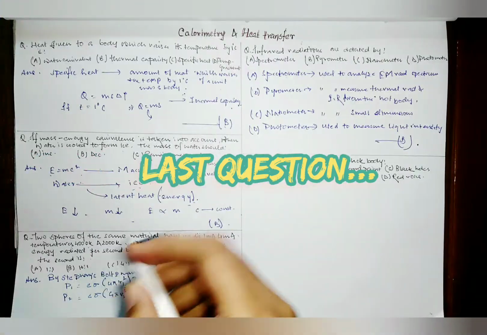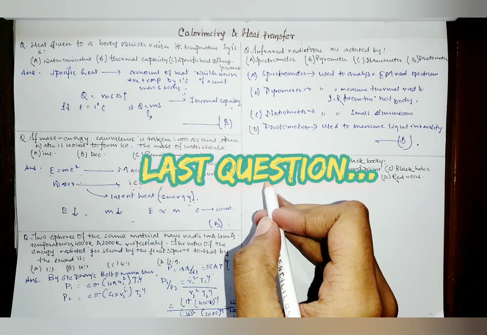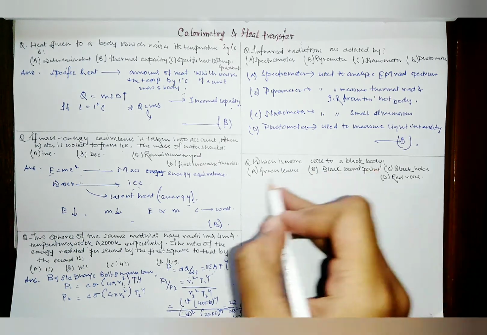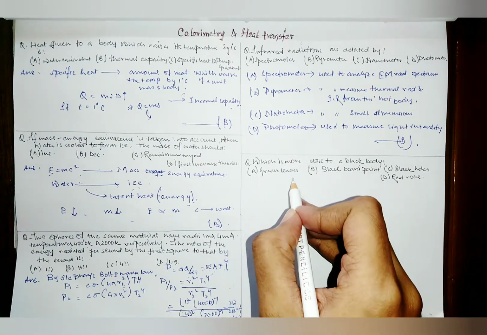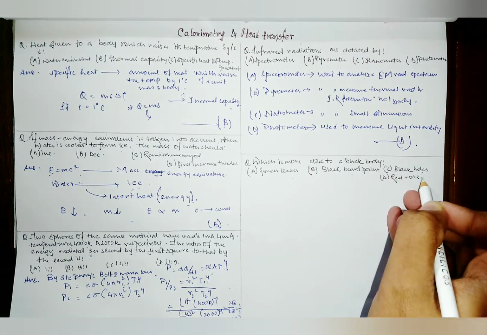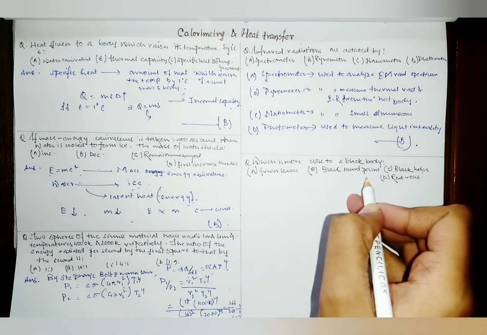Hello guys, welcome back to the fifth question, which is also a theoretical question which reads as, which is more close to a black body? Options are A, green leaves, B, blackboard paint, C, black holes and D, red roses. So which do you think it will be?